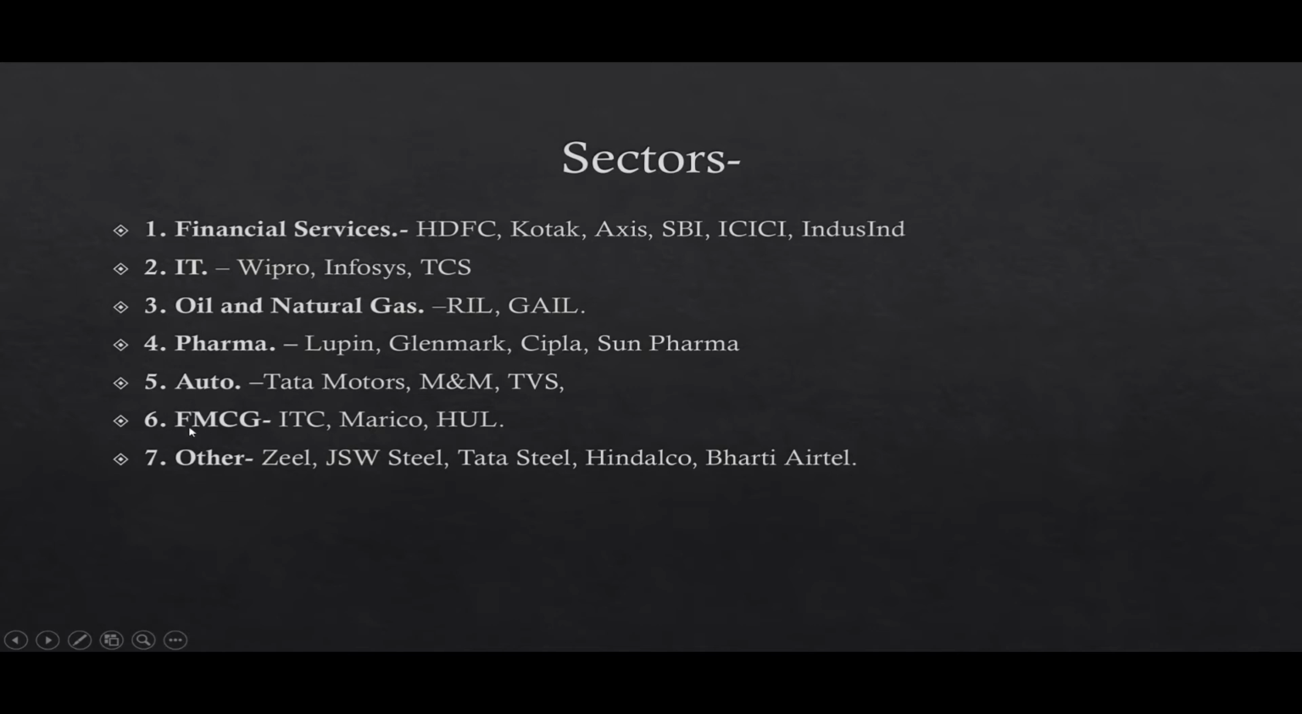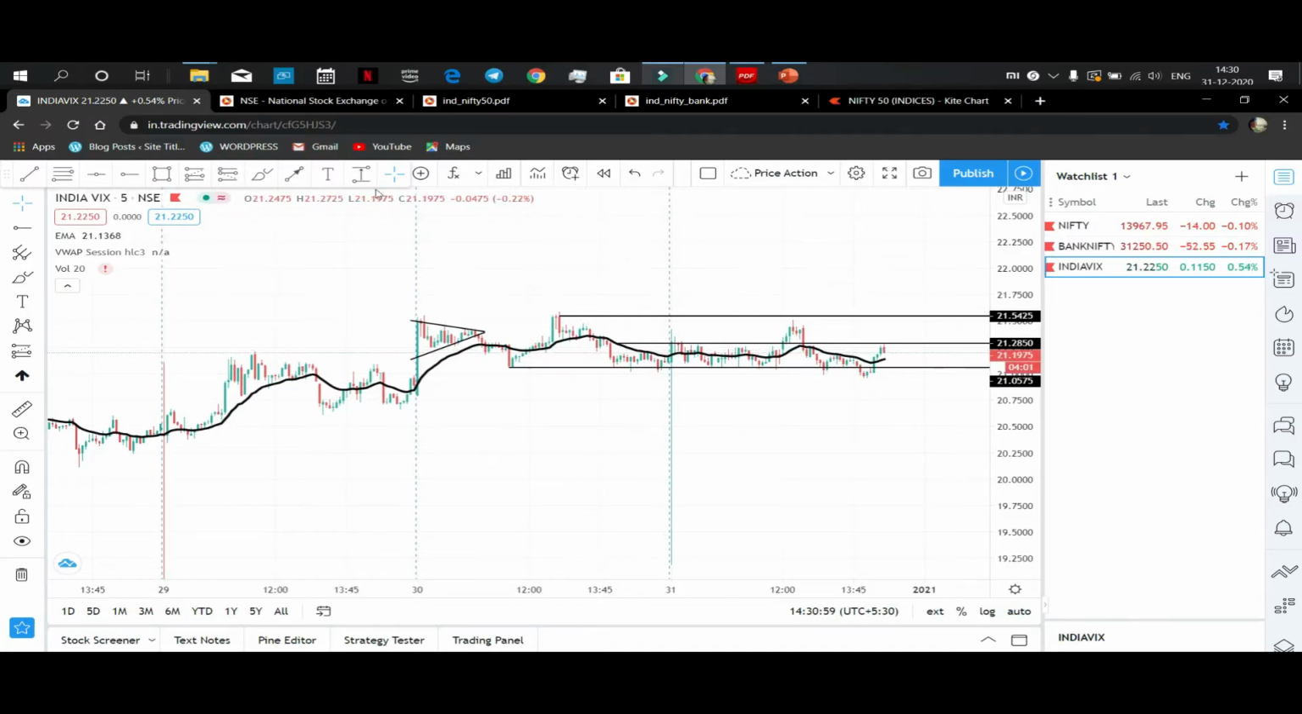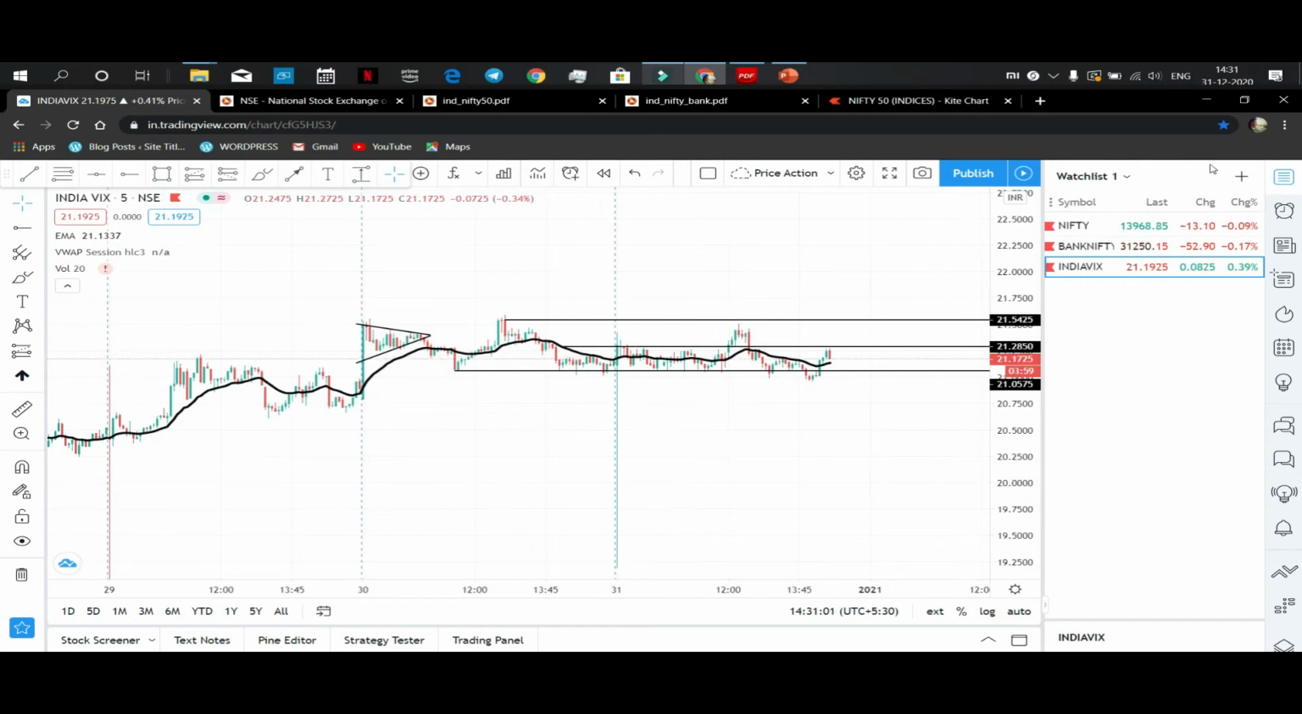From fast-moving consumer goods or FMCG sector, we have ITC, Marico, and Hindustan Unilever. And from other sectors, we have Z Entertainment, JSW Steel, Tata Steel, Hindalco, Bharti Airtel. So these are 23 or 24 stocks that will be in our watch list. The next thing I'll do is add those stocks.